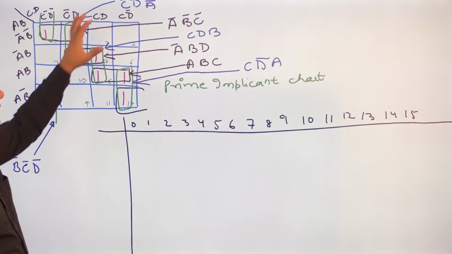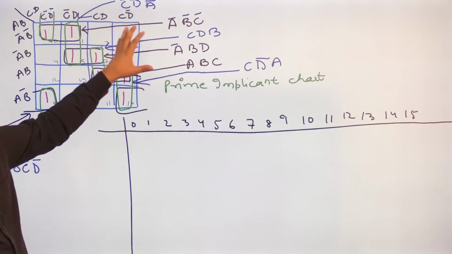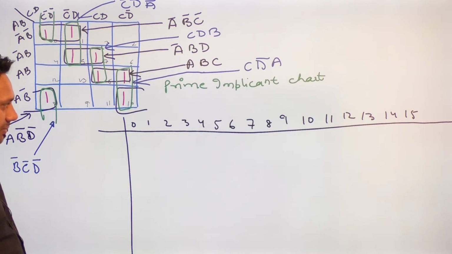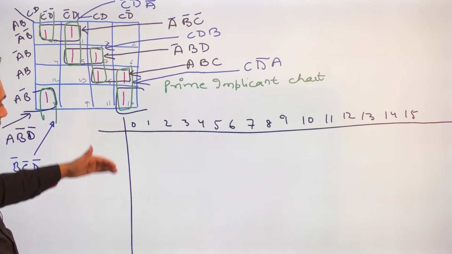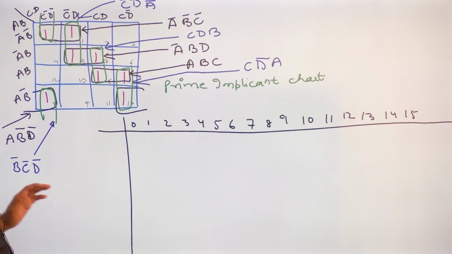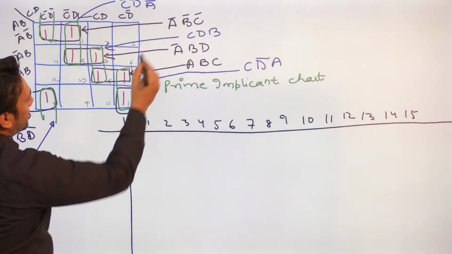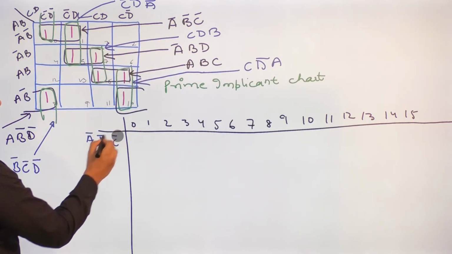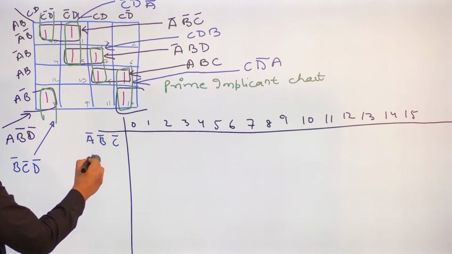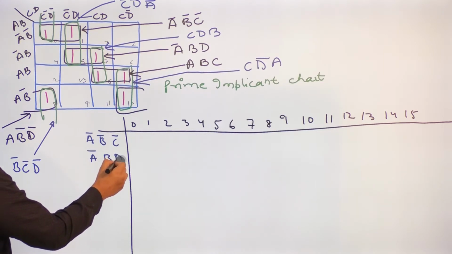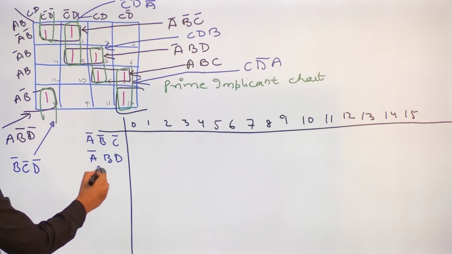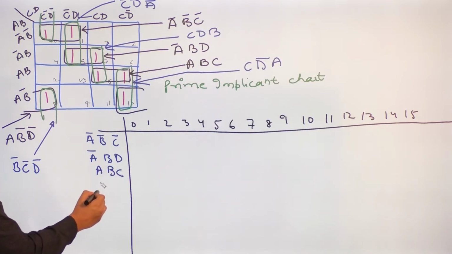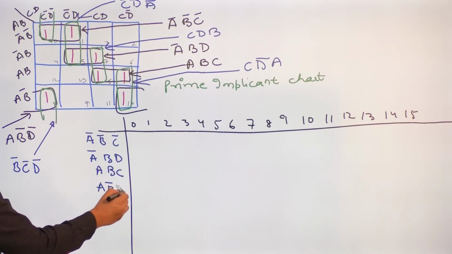So here I try to identify what are all the implicants. वो सभी implicants क्या है? Now I'm going to write all of these implicants here. So let us take each of these implicants one by one. So we have the implicants which is A complement, B complement, C complement. We have A complement, B and D. We have A, B and C. We have A, B complement and D complement.